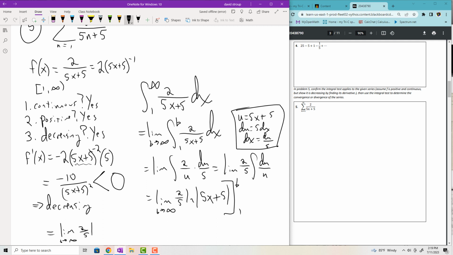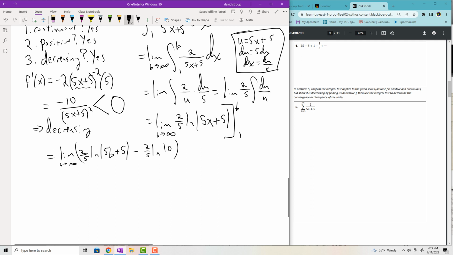Okay. So we have the ln of the absolute value of 5b plus 5 minus 2/5 times the ln of the absolute value of 10, which is just 10. Okay, so the limit of this natural log, so you're putting in b values going to infinity, so it's like ln of 55, ln of 505, ln of 5005. So what's happening is that the y values are getting bigger and bigger and bigger, and that first part is going to infinity. Then you have minus some number, which is finite and not even changing. So it's just going to equal infinity when all is said and done. In other words, both diverge.